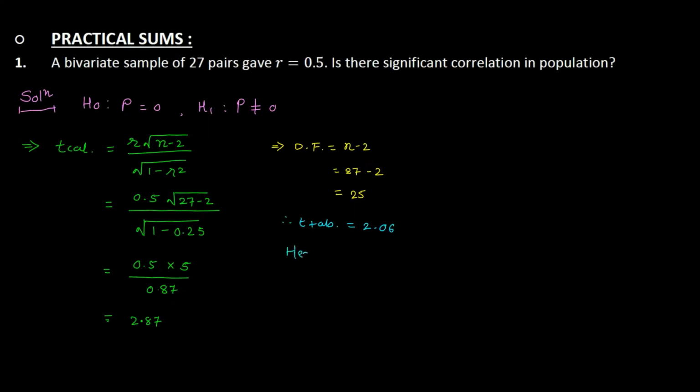Here t calculated value is greater than t table value. Therefore H0 may be rejected. Therefore, rho does not equal 0.